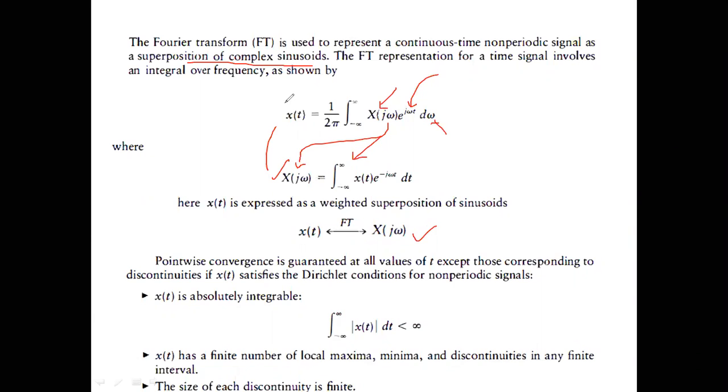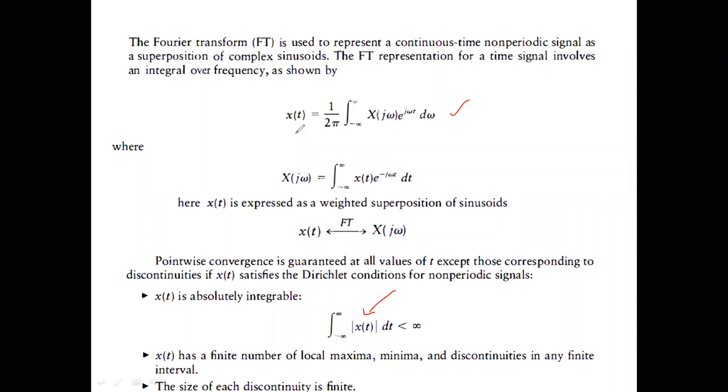This here is a way to express x of t in terms of Fourier transform. This actually is the formula for the inverse Fourier transform. Okay, do not get confused. So the Fourier transform doesn't exist for all the values. The condition is that your x of t should be integrable.